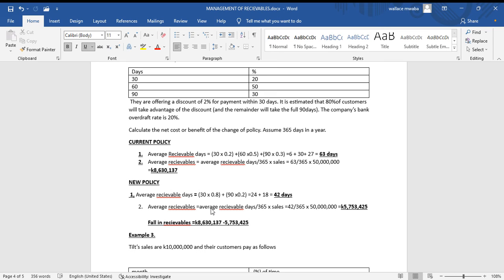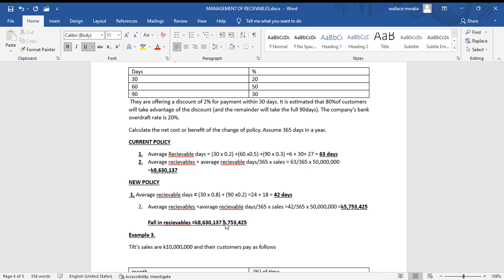Now, with this discount, the amount people will be owing us is going to be less, because you do not want people owing you too much. There's the risk of bad debts. So you want to control it. You don't want people owing you too much or too little. You just want to be in the middle.